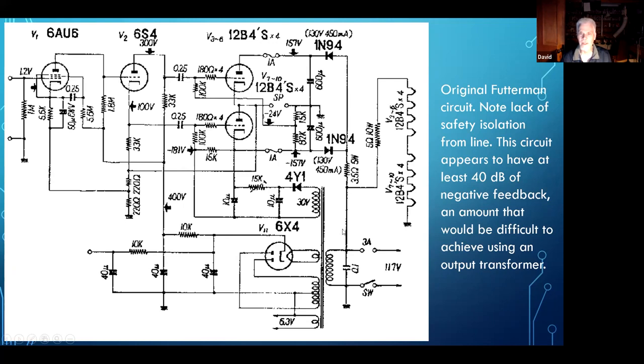First of all, the thing that struck me is note the lack of safety isolation from the power line. He's got a direct connection from the 117 volts to the power supply, which feeds the output stage and powers the filaments for the output tubes. Interestingly, it's got a power transformer for feeding the input tubes, but the output tubes are not protected, so you, the user, are not protected from getting a nasty shock from the line voltage. But aside from that, there's some very good design in this circuit.